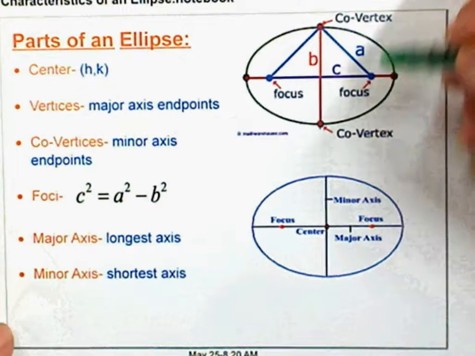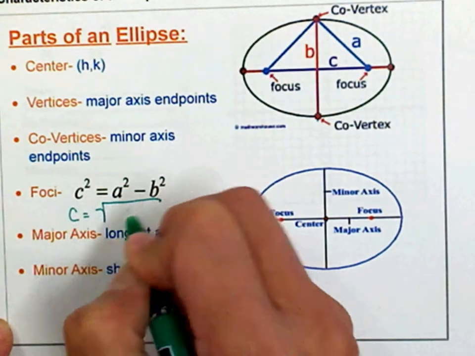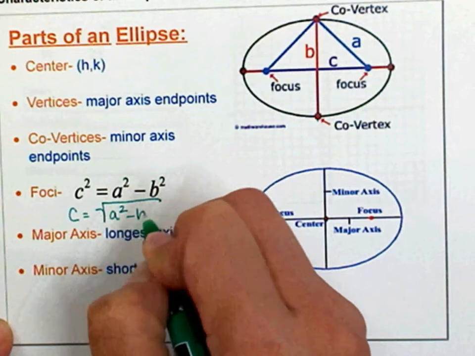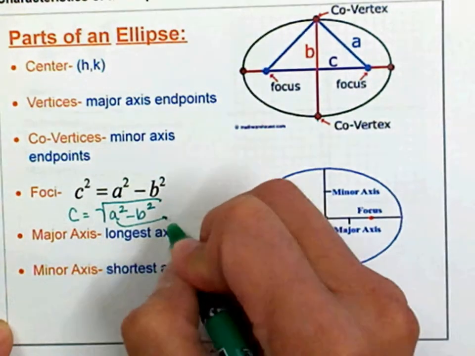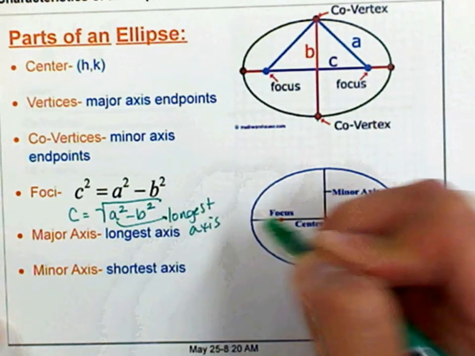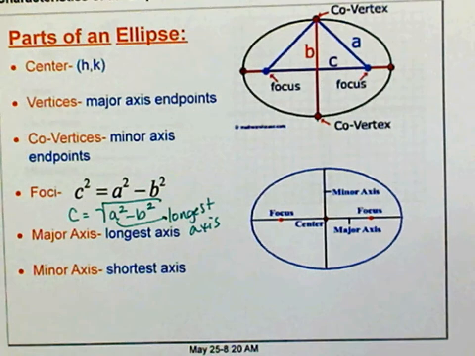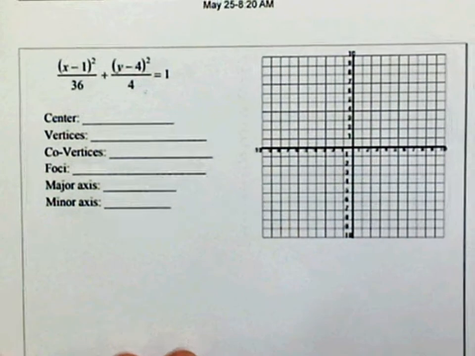And the foci. Now, you guys have that formula. I'm going to rewrite that formula as a squared minus b squared, okay? And A being your longest axis. And I'll explain that a little bit more when we get to the examples. So you might want to pause the video and make sure you write down these notes, okay? All right, so let's take a look at the first example.